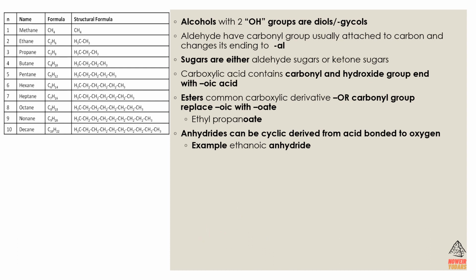Anhydrides can be cyclic, derived from acid bonded to oxygen, for instance, ethanoic anhydride. So you end it with anhydride if it's cyclic and it's bonded to an oxygen. So you can have it like that, something like that, and then you call this an anhydride.